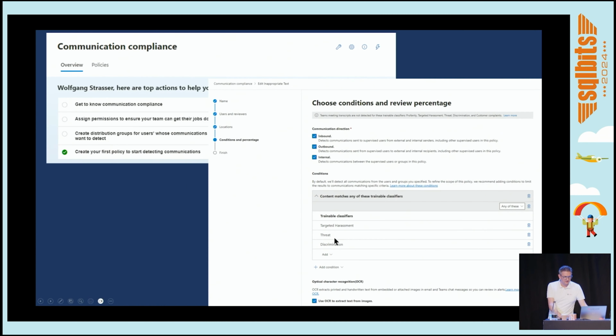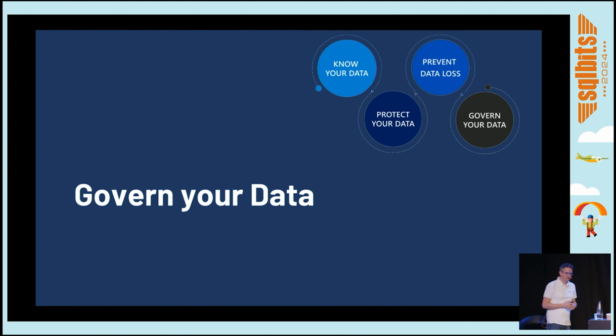So another thing, it's not only the data that is relevant, it's also the communication, it's everything you do within your company. And fasten your seatbelts because we are heading down.